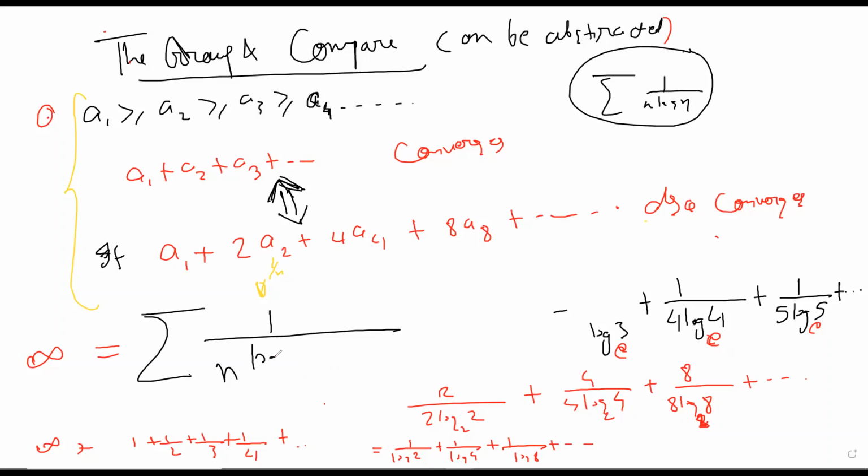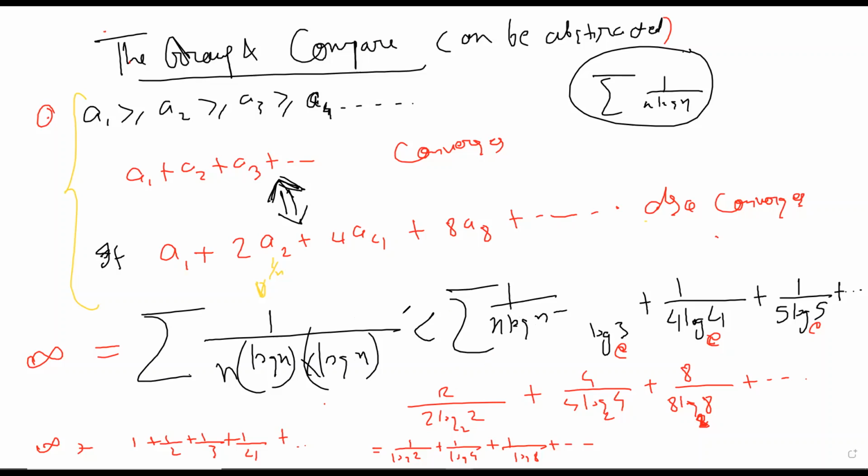So if there are two, like log n times log n, even this will diverge. Though this is slower, it is less than 1 by n log n, so you can't use that to conclude. But you can apply the Cauchy condensation on this also, and show that it indeed diverges. So no matter how many logs you place here, you will not be able to save the series. You can make it slower and slower, but it will still diverge.